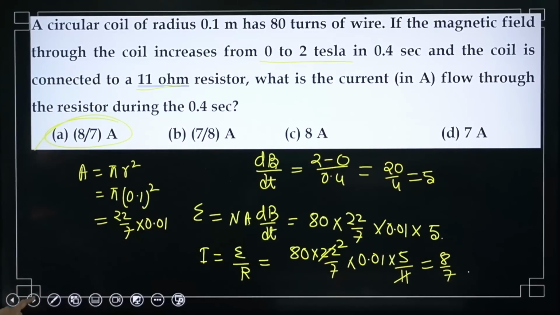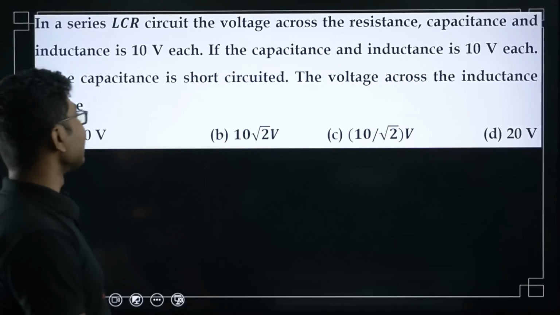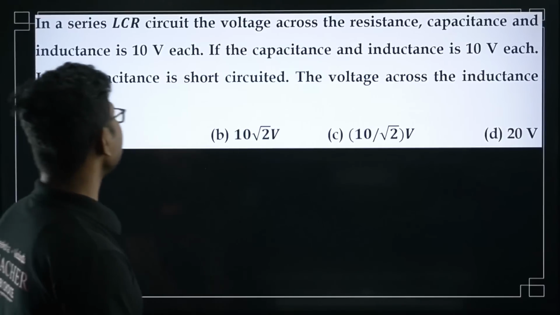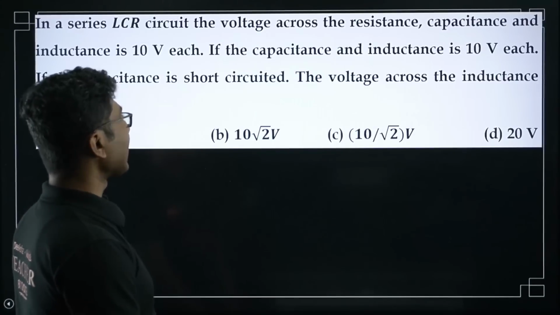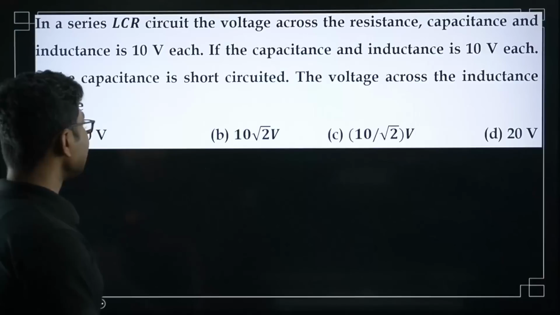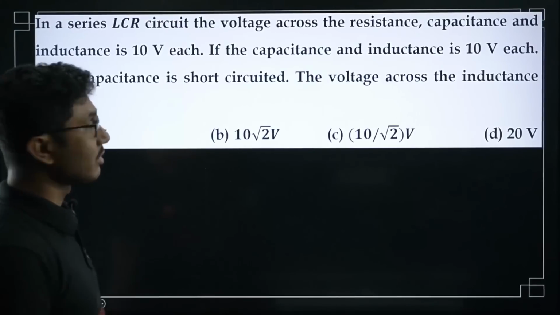Now next question. In an LCR circuit, the voltage across the resistance, capacitance and inductance is 100 volt each. If the capacitance is short circuited, the voltage across the inductance.